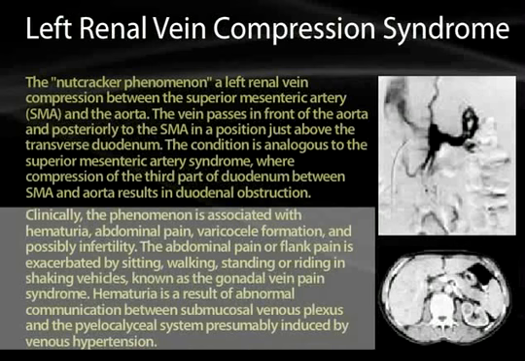Now, clinically, it's going to be associated with hematuria, which is blood in the urine, abdominal pain, varicosities of the left testicle and the pampiniform plexus, and potentially infertility. There's going to be significant abdominal pain or flank pain, which will be exacerbated by sitting or walking and standing, and the shaking that occurs in vehicles. The gonadal vein pain syndrome and the hematuria are going to be a result of the abnormal communication between the submucosal venous plexus and the pyelocalyceal system, which is presumably induced by the venous hypertension.